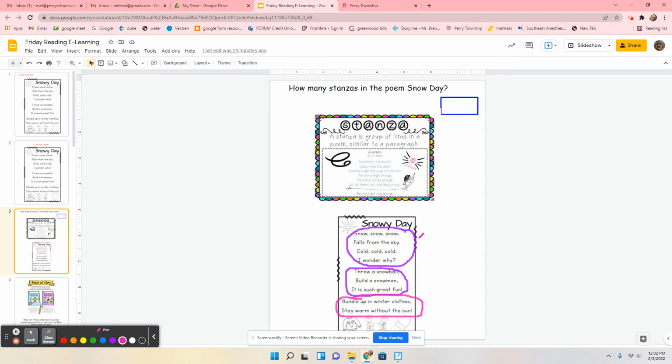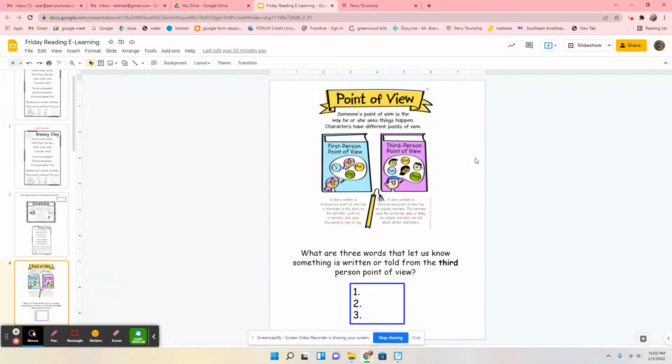So if I were going to label these stanzas 1, 2, 3, you would be able to tell me how many stanzas are in the poem Snow Day. And you would be able to tell me that there are 3 stanzas in the poem Snow Day. One other thing that we have been talking about for a while this year is point of view. If you remember, when we're talking about point of view, we're talking about who wrote the poem.